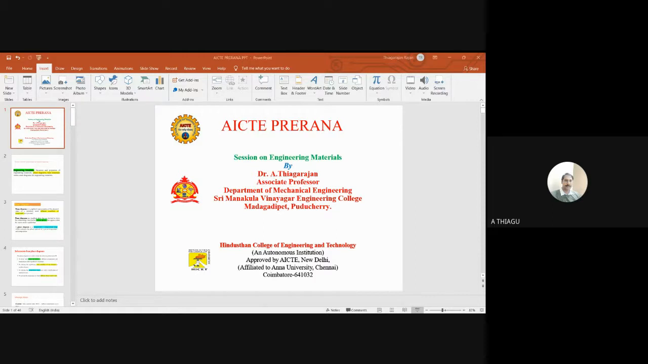Second material is gamma iron. Gamma stands for austenite. It is a very, very essential material for all material science related subjects, because in the next concept, heat treatment, you are also going to study about the austenite material.